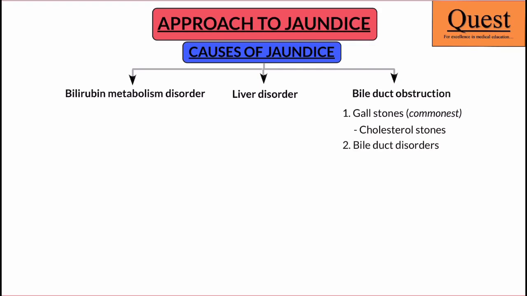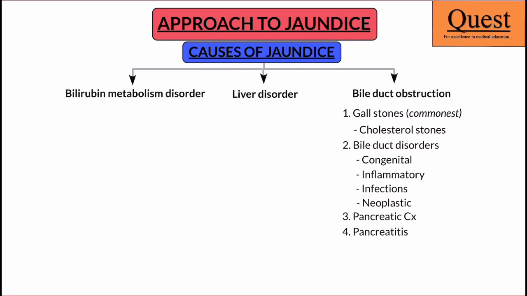Similarly, diseases of the bile duct, which could be congenital diseases, inflammatory conditions, infections, or neoplastic conditions, can present with jaundice. An external compression of the biliary tree in form of malignancies of the pancreas or pancreatitis or compression by external lymph nodes could also present with obstructive jaundice.